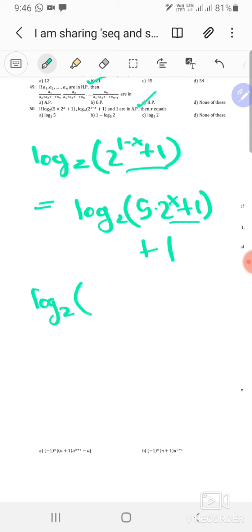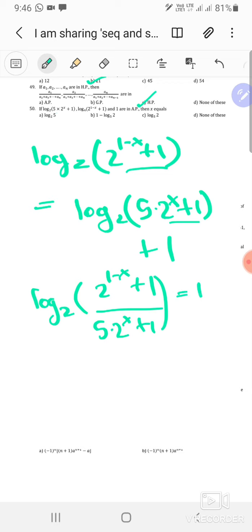Log base 2 of 2 power minus x plus 1 upon 5 into 2 power x plus 1 has to be equal to 1. So that clearly means that this thing has to be equal to 2. What else could happen? No, nothing else can happen in this case. So in fact, none of these solutions are correct. You could take something like a natural log over there. No, that wouldn't be nice. So yeah, that's it. None of these should be the correct answer.